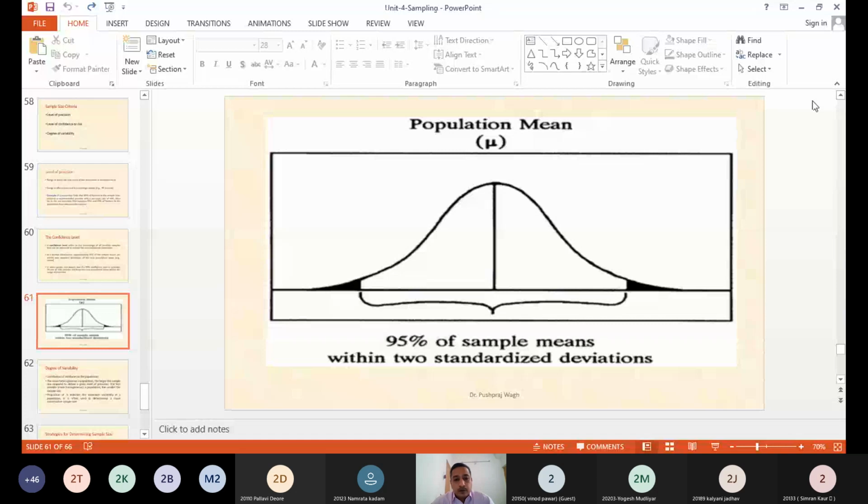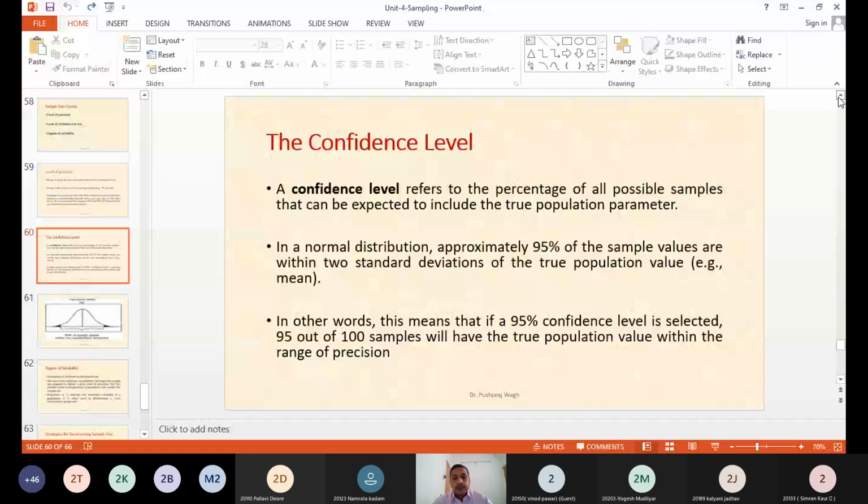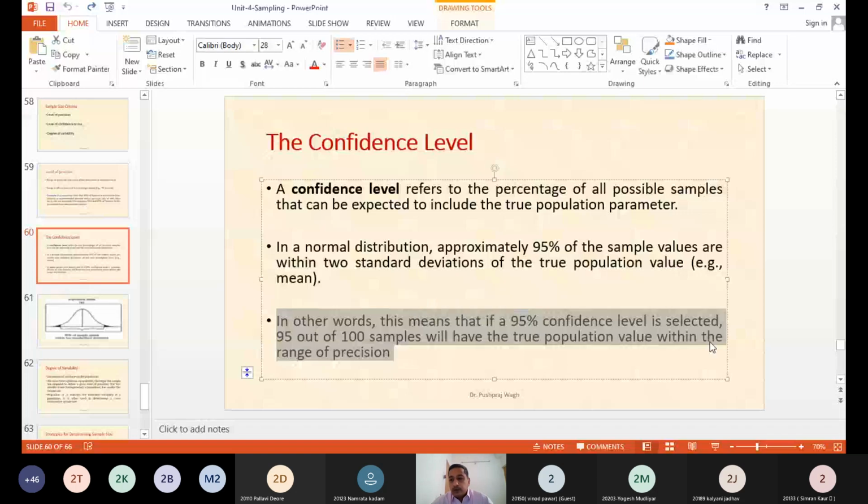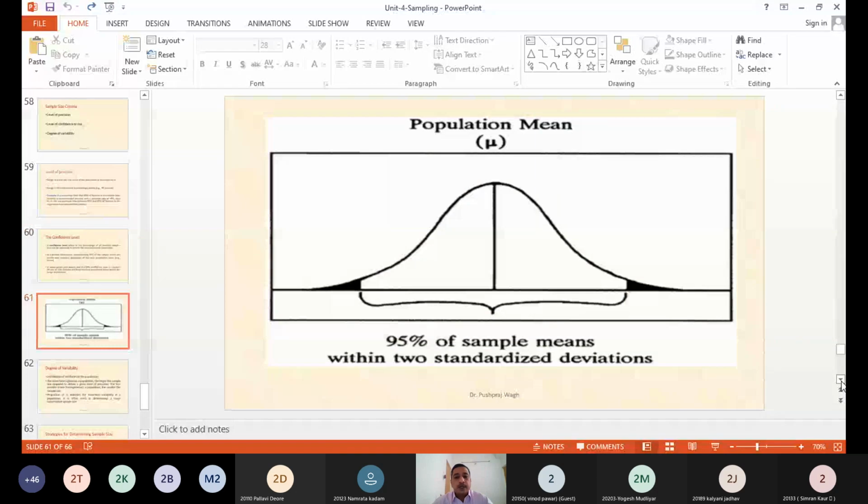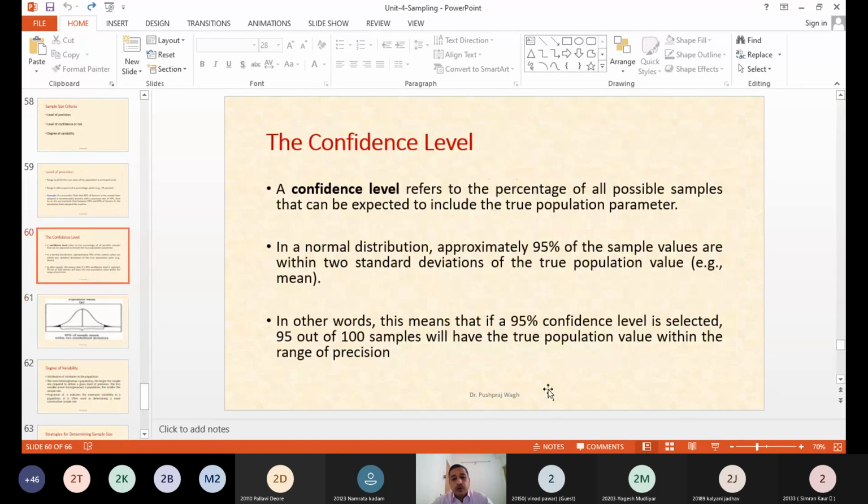Yes, sir. So in other words, if a 90% confidence level is selected, on this normal bell-shaped curve, you will see that 90%, 95% of the sample means will be within the standardized limit, within the standardized deviations. So for a 95% confidence level, if it is selected, we can say that 95 samples out of 100 samples will have the true population value within the range of that precision.